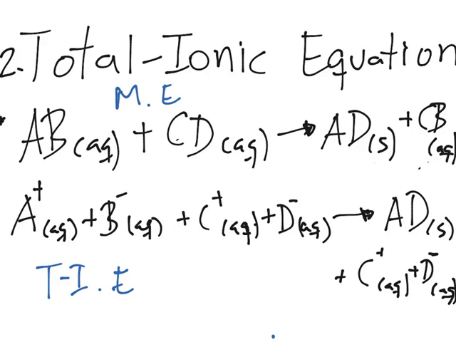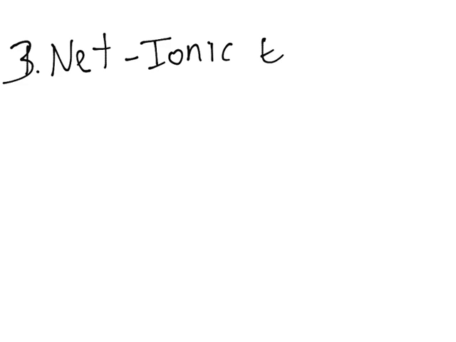However, there is one more type of representation, and that is what we call a net ionic equation. A net ionic equation is the simplest representation of your whole equation. It is, in other words, the simple representation of your total ionic equation. So you simplify the total ionic equation you have. Let's use that one to show you how it goes.